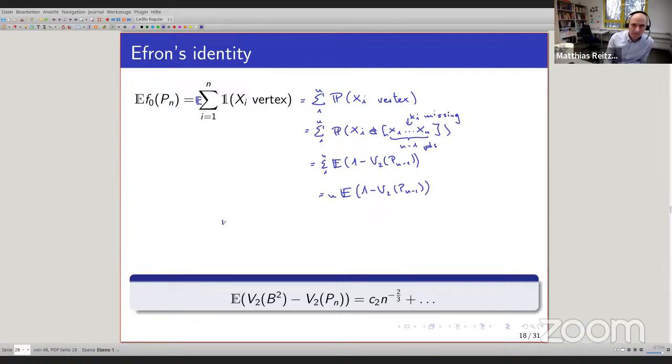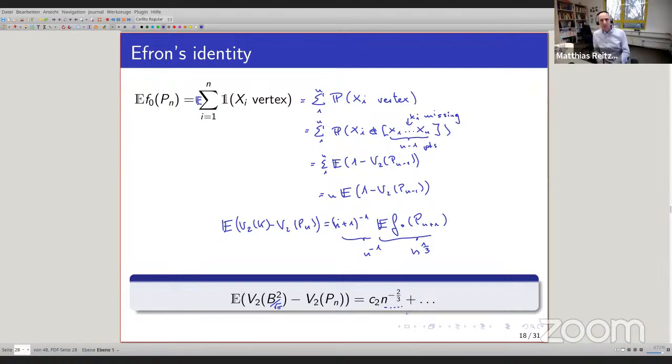Or if we do it in the other way, we get the expectation of 1 minus V2 of Pn, is equal to n plus 1 to the power -1 times the expected number of vertices of Pn plus 1. So that's Efron's identity. It tells you if you know how many vertices are there, then you know the volume difference. The one here clearly is the volume of our convex set K. I have forgotten the square root of pi here. This is K. And this is n to the power 1/3, and this here is n to the power -1. And in fact, you end up with n to the power -2/3 for this. So that's Efron's identity.